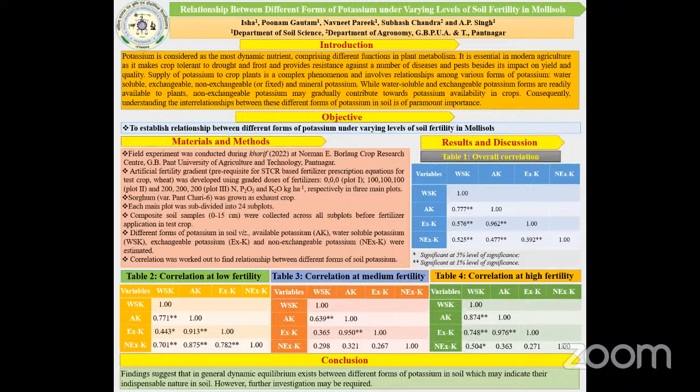With this in mind, the objective of my study was to establish a relationship between different forms of potassium under varying levels of soil fertility in mollisols.